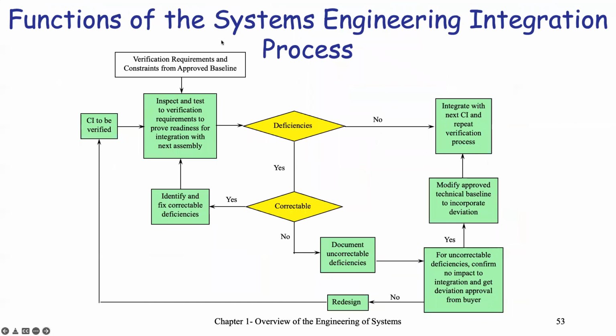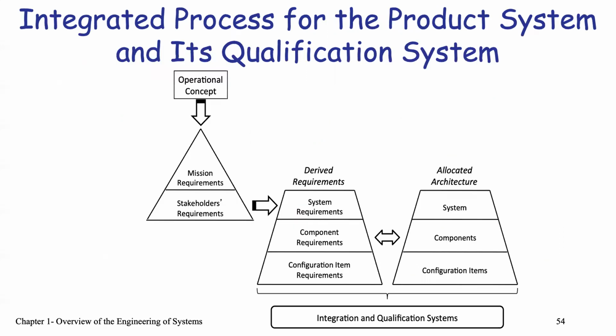And this is the functions of the system engineering integration process. Here we have an input, the verification requirements and constraints for the approved baseline. And then we have a couple of decisions that need to take place. If there are no deficiencies, then that's great, we can continue on. If there are deficiencies, we need to figure out if they're correctable, and then we slowly come back. If they're not correctable, then we need to see if there's some way of having a waiver, and we can accept it as is, somewhere within the overall design that's being worked out.